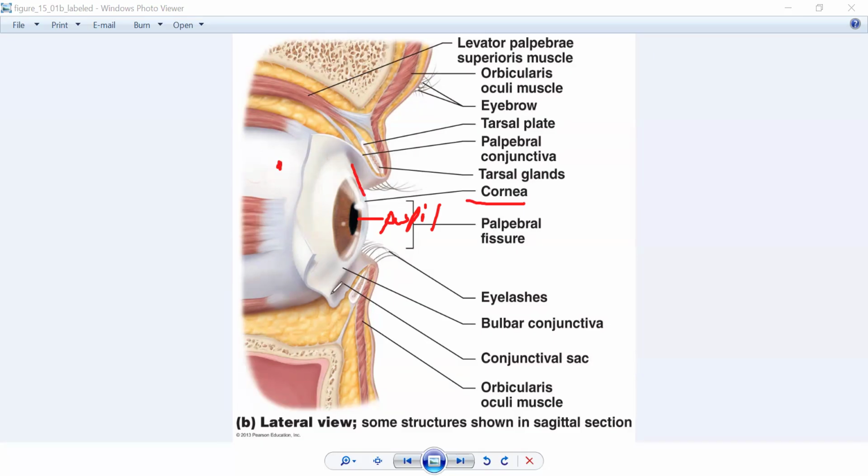You have some little infoldings of the cornea called conjunctival sacs. And you can see on the sclera, that's where the skeletal muscle is going to be attached that allows you to move your eye.